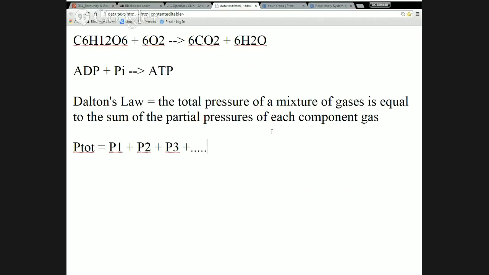Now, if we apply this to the air in this room right now, I am going to make a couple of assumptions. One, if we were at sea level, and that's important because the pressure of air changes due to elevation. So let's pretend that we're at sea level. So the pressure of the air in this room is 760 millimeters of mercury. Okay, that's air pressure at sea level.